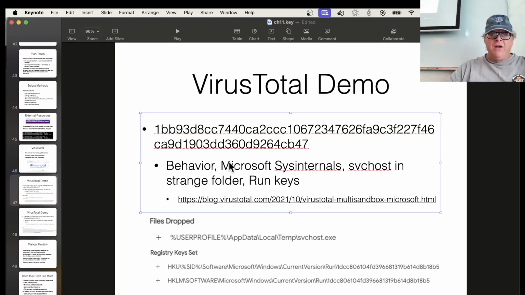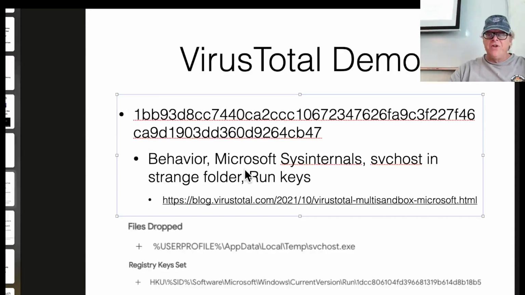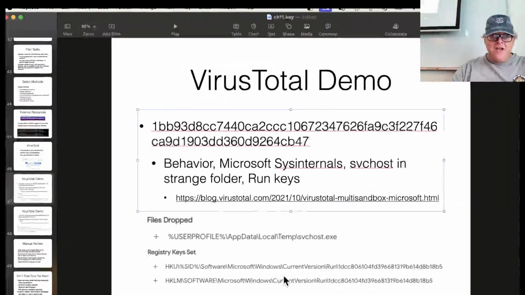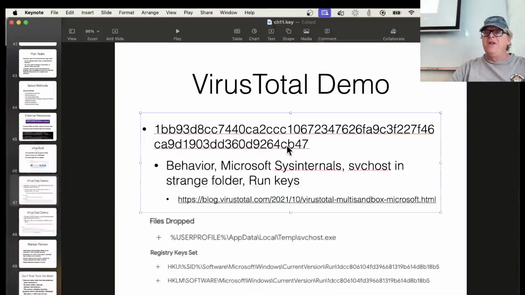So you can see it here. I don't know if I'll bother bringing this up, but it is really nice, all the information you get. This shows you behavior. This is service host in a strange folder, and it shows you down here what files it drops. It drops this file in an unusual place. Service host should not be in a temp folder. It should be somewhere like C:\Windows\System32, and it sets some registry keys. Current version run. These are run keys, which will automatically relaunch the malware. So this is malware, and this is the kind of stuff you'll get right out of VirusTotal.